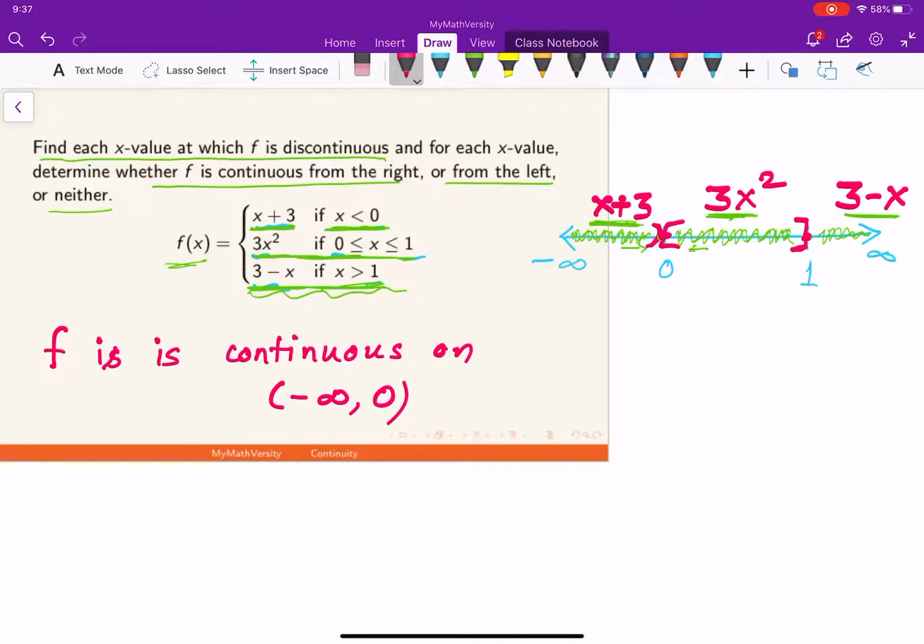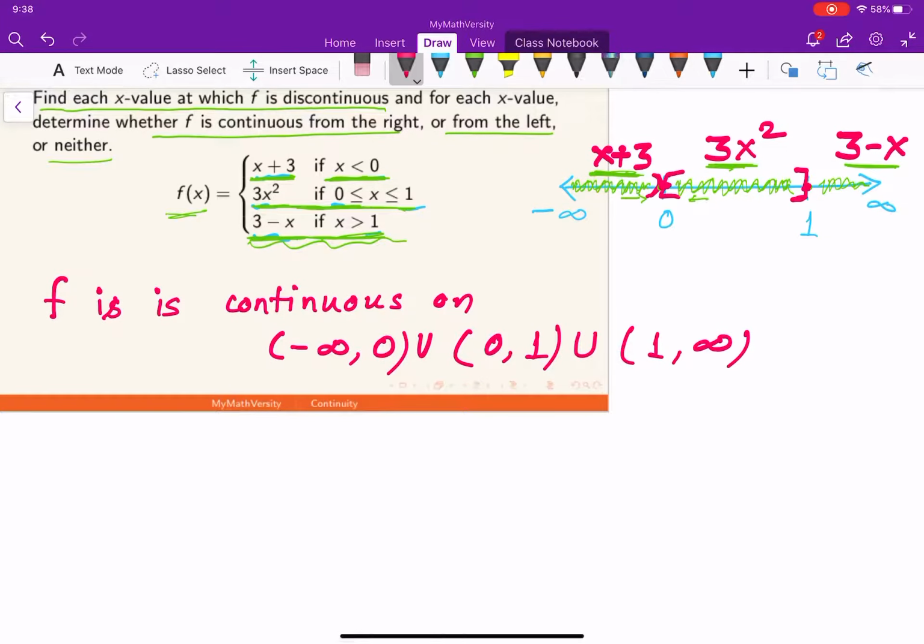So that endpoint of 0, and then from 0 to 1, and then 1 to infinity, and the function is definitely continuous. What is the reason for that? Because the function is a polynomial over there, right? Okay, so if that is the case, we are done with those, but we have only two things left over.